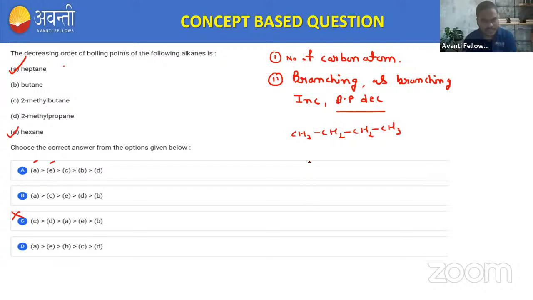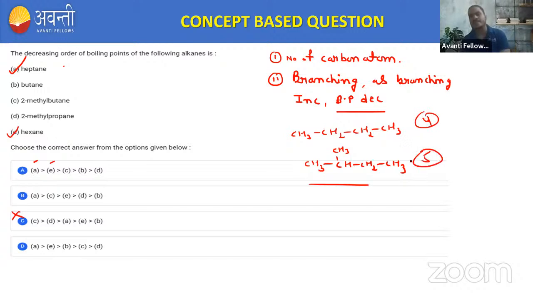Now we also have the structure of 2-methyl butane, that is CH3, C, CH3, again CH, CH2, and again we have CH3. So this is butane and this is 2-methyl butane. Clear? Obviously in this the number of carbons is more, because here we have only 4 carbons, so the molecular mass of 4 carbons only, but here we have 5 carbons. So the molecular mass of 5 carbons is definitely greater than 4 carbons. So then comes 2-methyl butane.